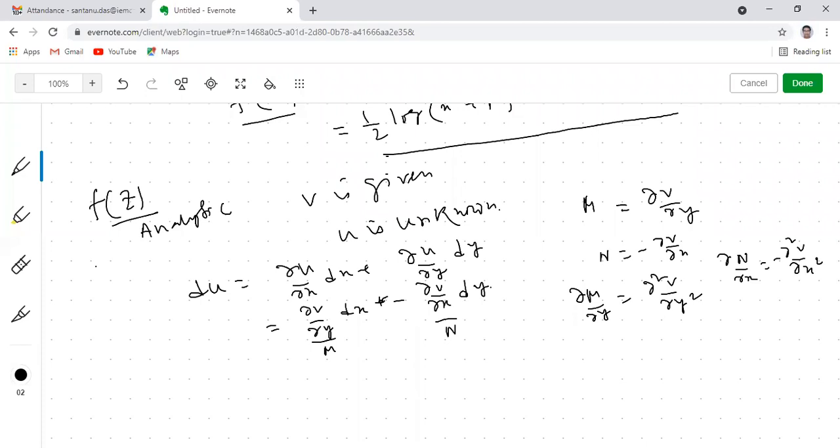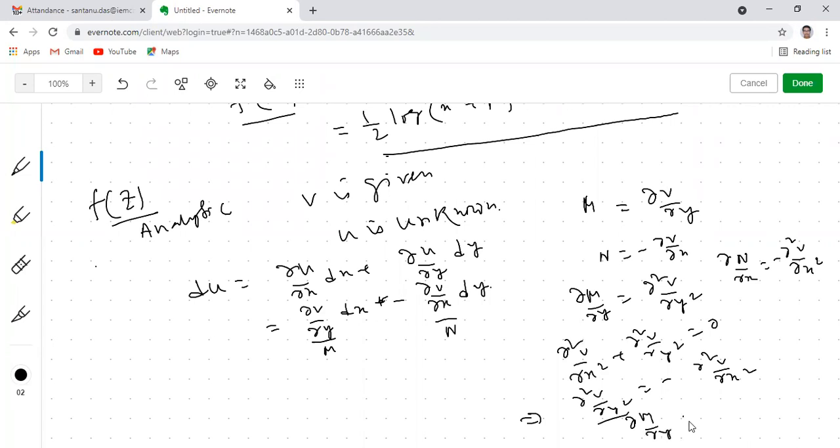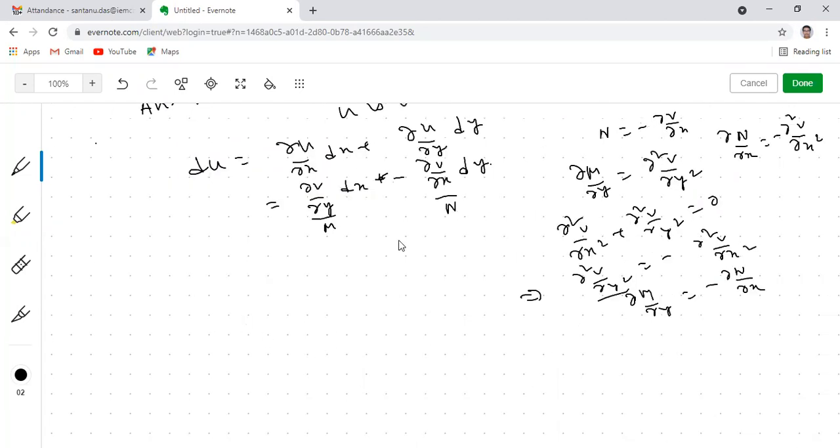Now since f(z) is analytic, you know that both the real part and imaginary part of that function must be harmonic. So here v will also be harmonic. So since v is harmonic, ∂²v/∂x² + ∂²v/∂y² should be 0. That implies ∂²v/∂y² is equal to minus ∂²v/∂x². So ∂²v/∂y² means here ∂N/∂x, sorry, ∂N/∂y. So ∂M/∂y is equal to ∂N/∂x. So here this is an exact differential equation. So you can integrate this to get the value of u(x,y). So in that way, if u is given, you can identify v. If v is given, you can identify u.